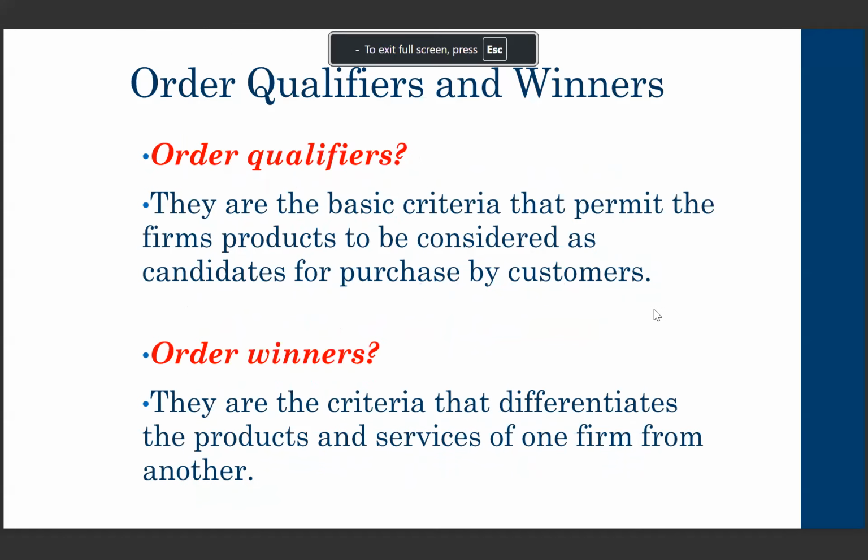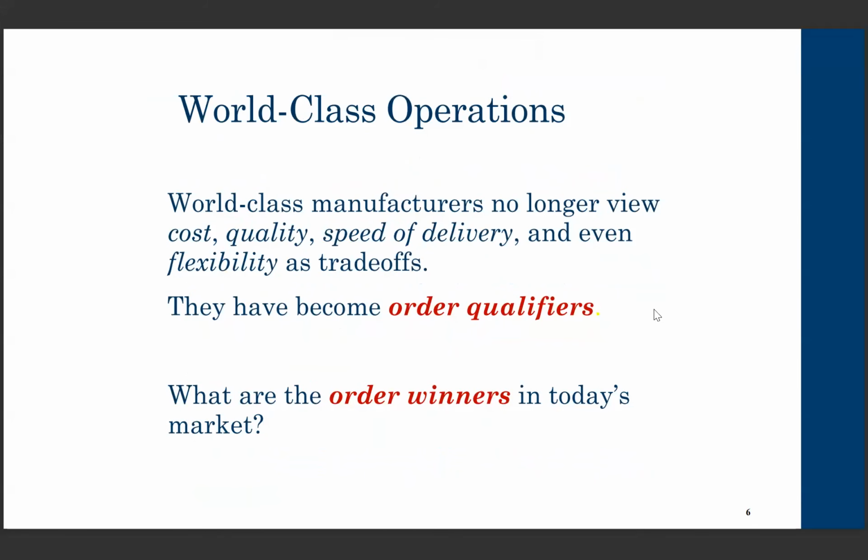So I hope that you all can get an idea about what the order winners and the order qualifiers are. Here, world-class manufacturers no longer view cost, quality, speed of delivery, and even flexibility as trade-offs. They have become order qualifiers. As in the example that I showed you, they don't struggle to become order qualifiers. Only a new company trying to come into the industry is trying to become an order qualifier. Now the target for those big brands, the world-class manufacturers, has to be to become the order winners.